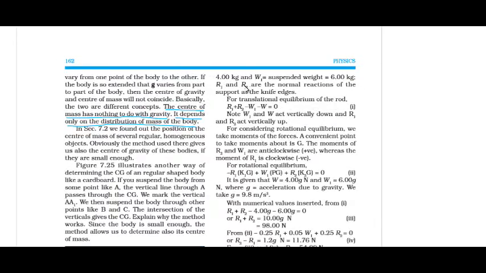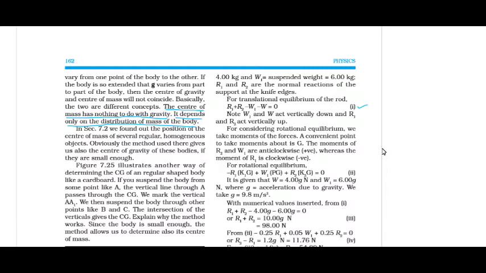The weight of the rod is 4 kg and W1 is the suspended weight, that is 6 kg. R1 and R2 are the normal reactions of the support knife edges. For translational equilibrium of the rod, we can write the reaction R1 plus R2 minus W1 minus W is equal to 0. All the upward force minus all the downward force is equal to 0 at translational equilibrium. This is equation number 1. Note W1 and W are acting vertically downward and R1 and R2 are acting vertically upward.